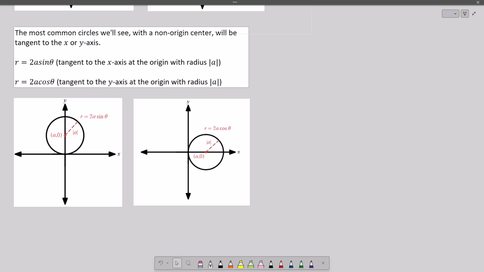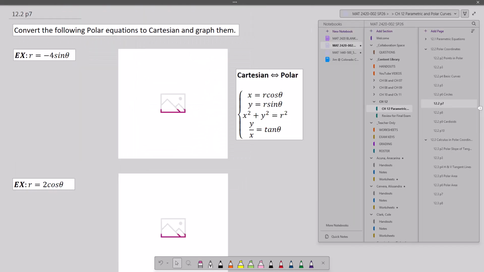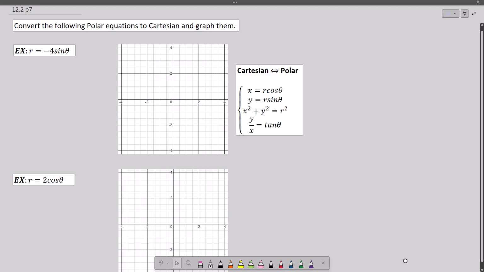And here's how we're going to graph them. Let's suppose we see a constant times sine or a constant times cosine. It's easiest if you already know where you're going. If you know that a constant times sine or a constant times cosine is a circle, then we can just plot a few points and graph it pretty easily. So a constant times sine is a circle. Okay, well, let's plot a few points.